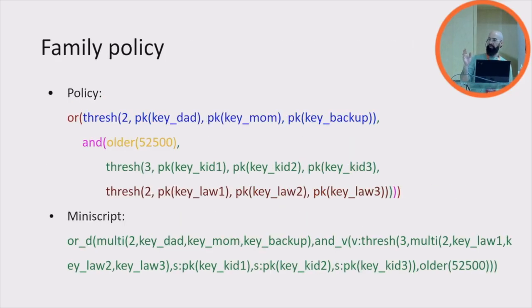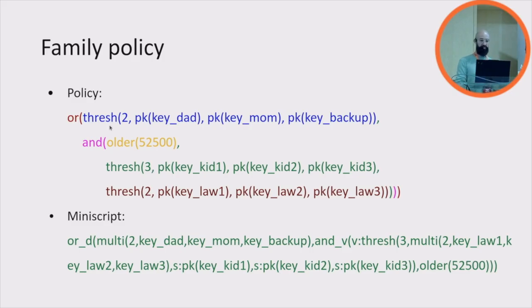We will see that sometimes it chooses different fragments for multisig. So remember our family policy? We wanted to create something that the parents will be able to spend together or with a backup key, but after 1 year, the kids will be able to spend it, 3 kids together or 2 kids with the lawyer office. So how do we represent it with the policy?